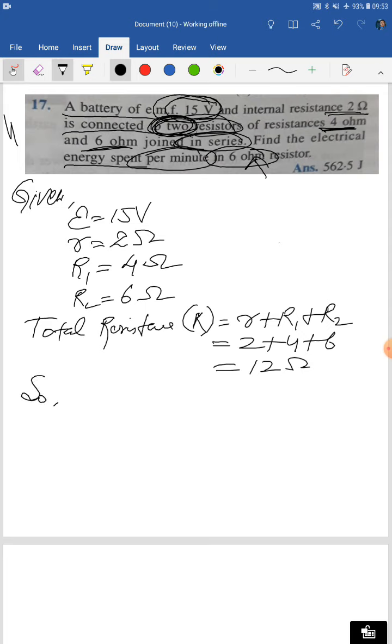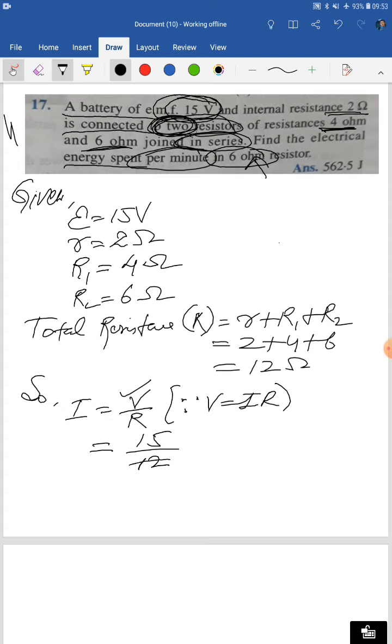So from Ohm's law, I can get I is equals to V by R. Now you know, since V is equals to IR, this is from Ohm's law. So here the potential difference or the EMF here is how much? 15 divided by total resistance is 12. So 3 4s are 12, 3 5s is 15. So 5 by 4 means 4 1s are 4, 4 2s are 8, and the remainder is 2, so that makes 20. 4 5s is 20. So I'll get 1.25 ampere. So this is the current. Are you getting my point?